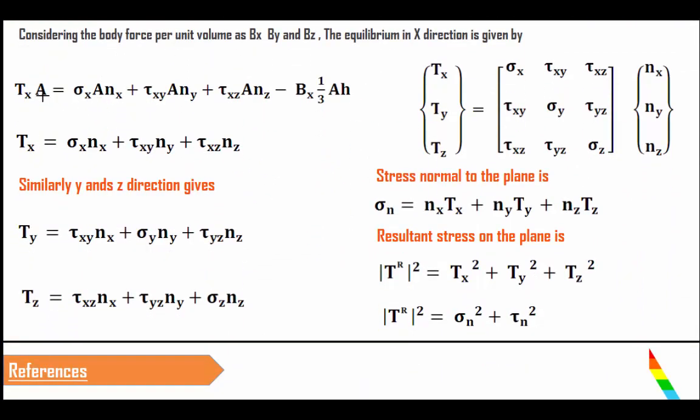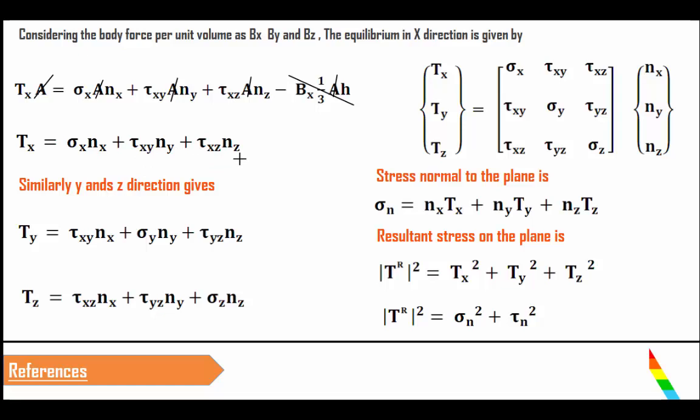When we cancel out all the similar terms, because all the terms written over here are nothing but force terms, we cancel out all these areas. If we consider that the body force is negligible or nil, then the term we are left with is Tx equal to sigma x nx plus tau xy ny plus tau xz nz.